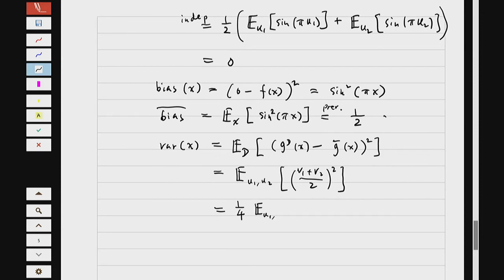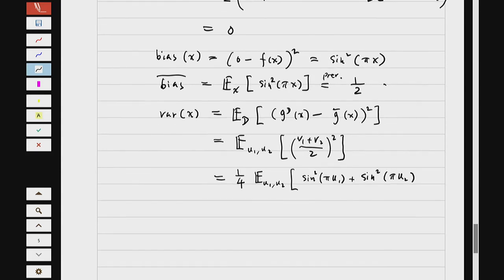Expectation over U1, U2. Here you have V1 square plus V2 square plus 2 V1 V2. So this is sine square pi U1 plus sine square pi U2 plus 2 times sine pi U1 times sine pi U2, right?